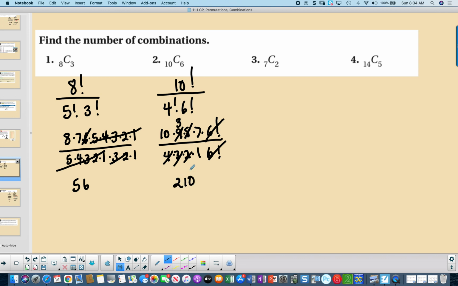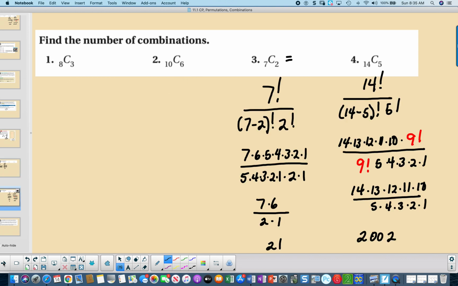I'm going to pause now for you to practice. So pause and see if you can get those other two. And here's the answer.